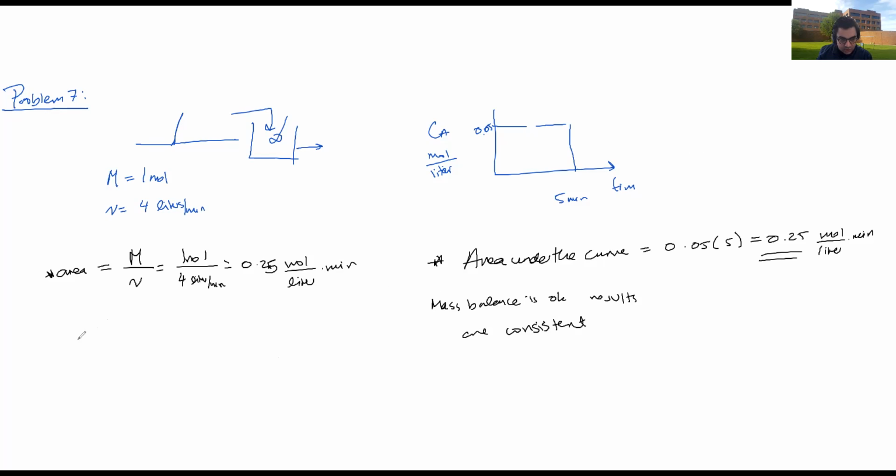Okay, so your average time, T average, you can just have a look at your chart and get your average time, right? It's a nice rectangle, so your average time will be halfway through it. It's 2.5 minutes. And then the volume of your reactor will be your volumetric flow rate multiplied by the time, which is 4 liters per minute multiplied by 2.5 minutes. This is 10 liters.